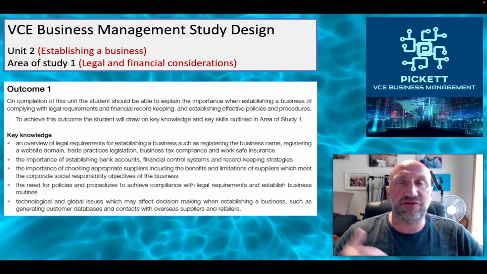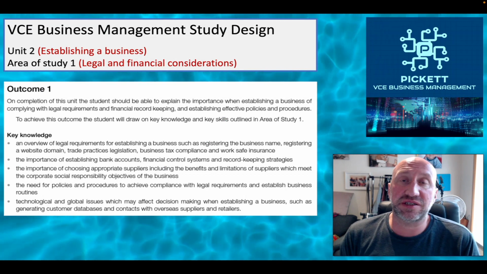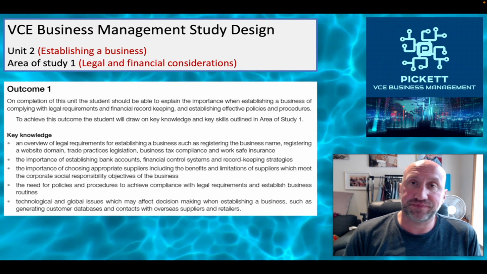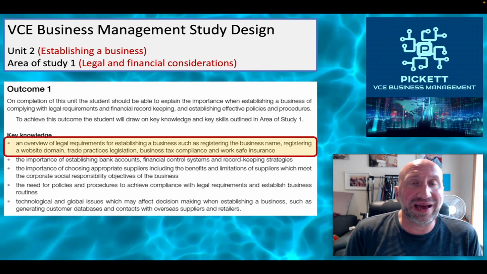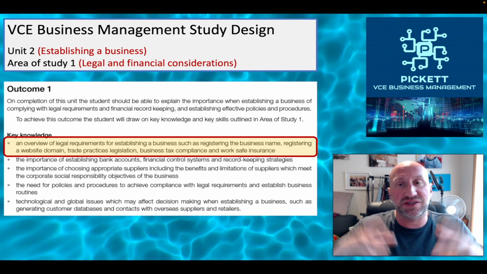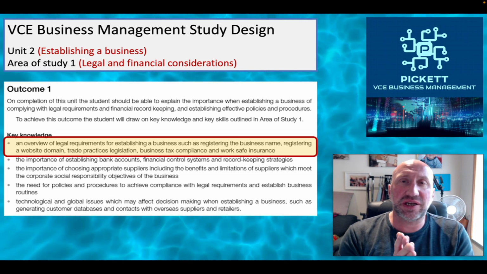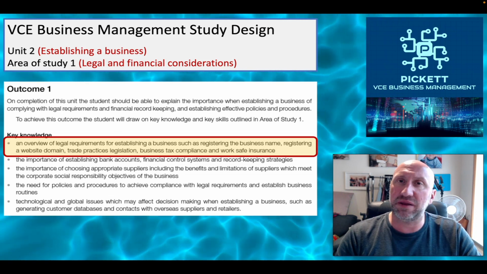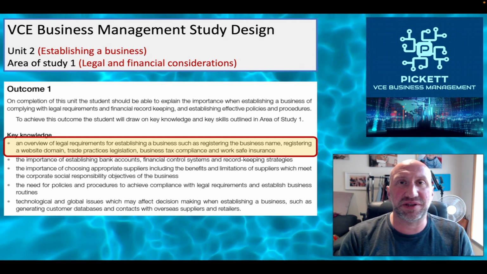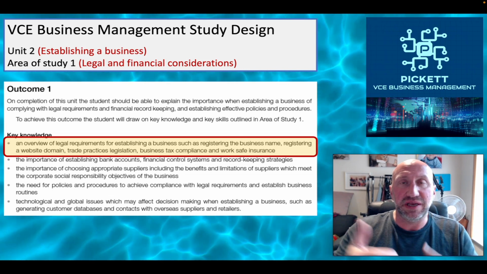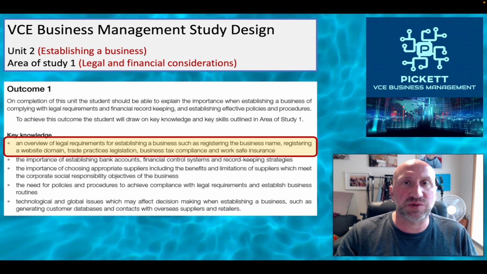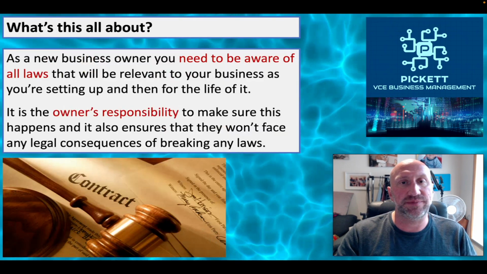So here is, for the first time, you see the study design for this outcome. So there you can see your 5 key knowledge dot points. So today we are looking at that first one, as I said, an overview of legal requirements for establishing a business, such as, and then there's a whole bunch of stuff. So actually this video will be the longest in this outcome, because there's a fair bit in the script. Okay, so there's a fair bit of stuff that it says that we need to cover. So not a hugely long video, but this will be the longest of the 5, I would imagine.